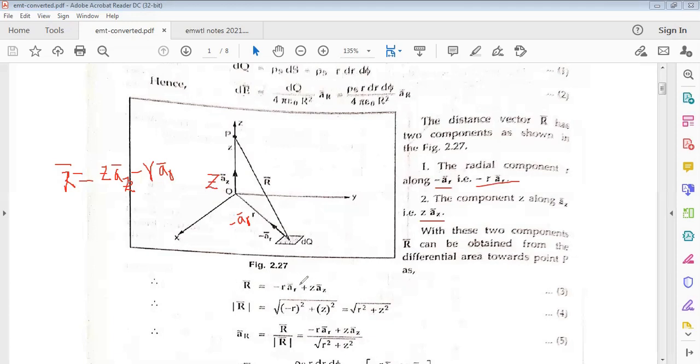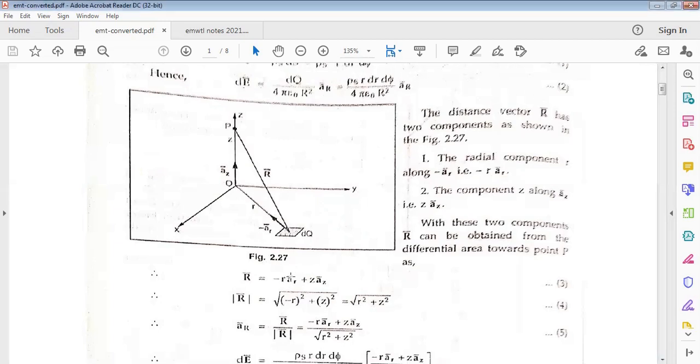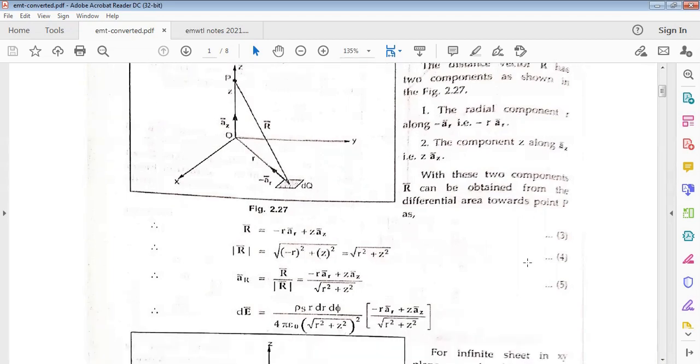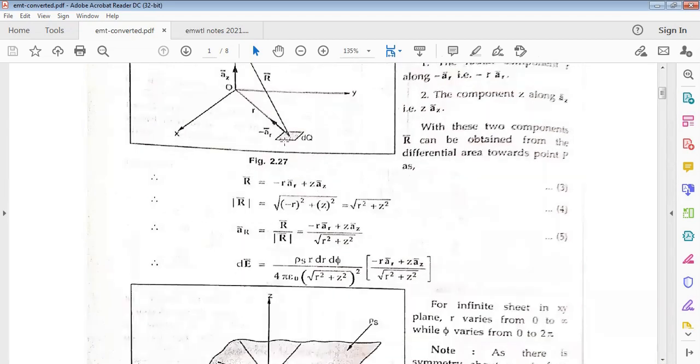R bar is equal to minus R AR bar plus Z into AZ bar, and its magnitude is under root of R square plus Z square. So to find the base vector, R bar by the magnitude of R bar, it is minus R AR bar plus Z into AZ bar over under root of R square plus Z square. This is the base vector.